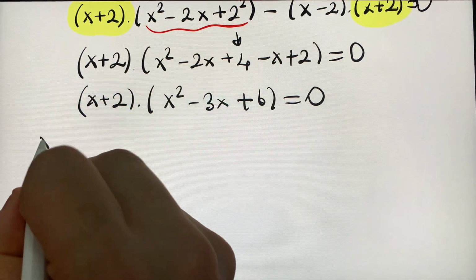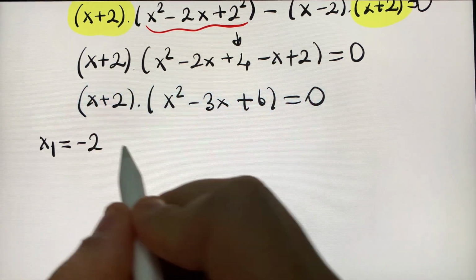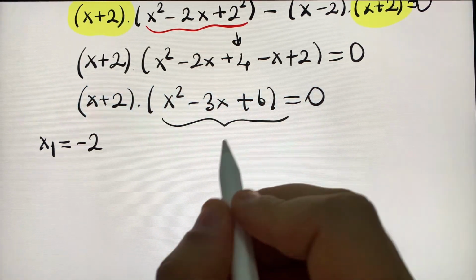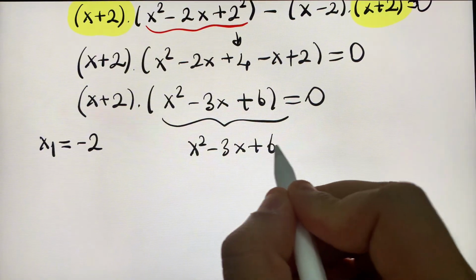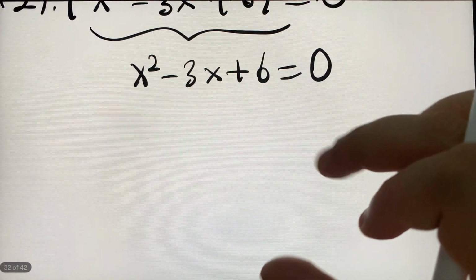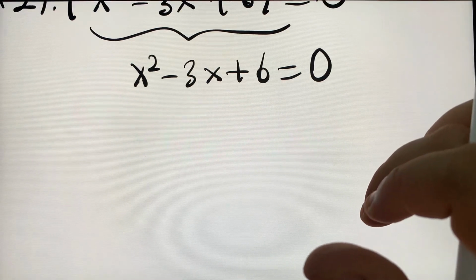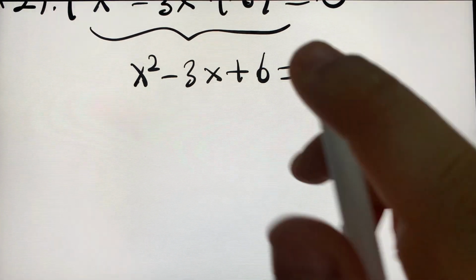What will come from here? When we say x1, we say x plus 2 is equal to 0. x1, and then we'll look at the expression in this part. x squared minus 3 times x plus 6 is equal to 0. Now what comes to my mind right here? See, this is a second degree equation. We need to find the delta or the discriminant, and then we have to go to the roots.